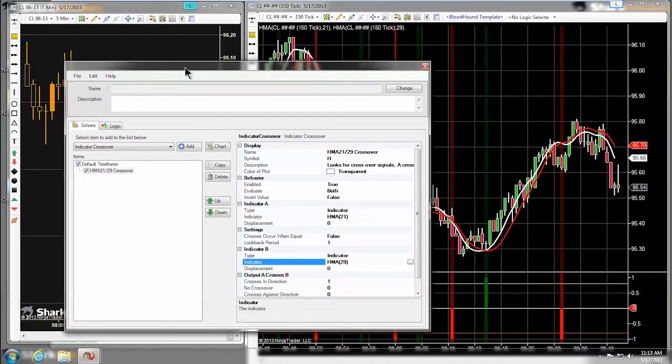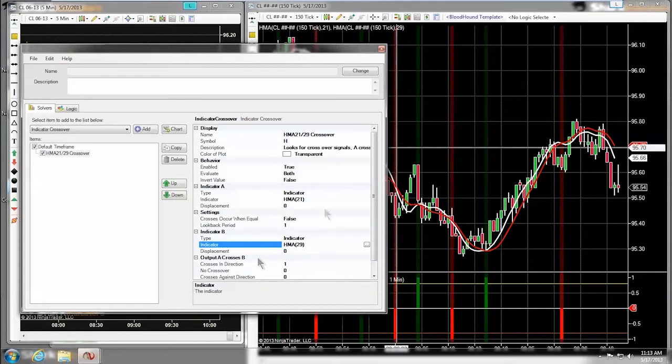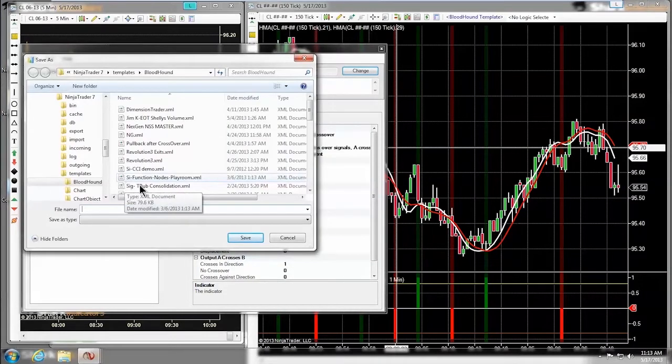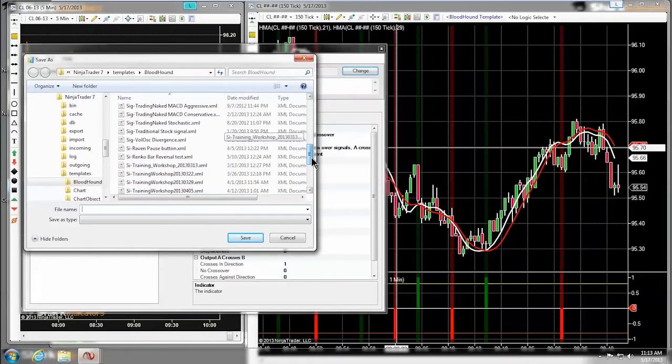And okay, great. So we have our crossovers. And let's see, I should name this so I can load it on the 5-minute chart. All right, so I guess for the lack of a better term, I'll just give this a -B.